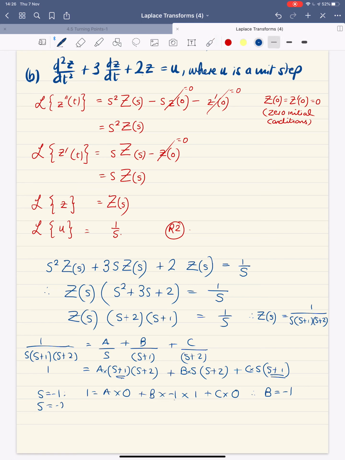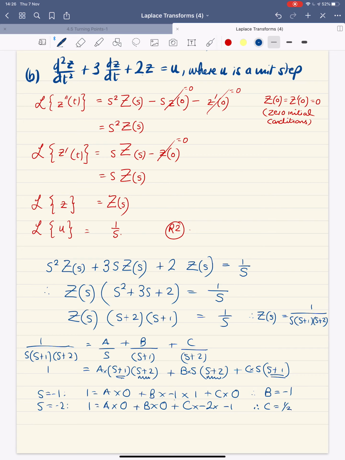Next we let s be minus 2, and you get 1. And again, that's going to be A times nothing, because of that there. And this one's going to be nothing as well, because of that s plus 2 there. And then it's minus 2, and it's minus 2 plus 1 for that last one, that was minus 1. So 1 is C times plus 2. So C is going to be a half.